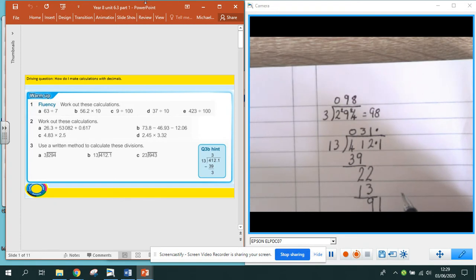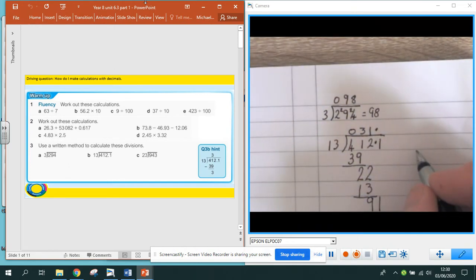Now, I don't really know my 13 times table that well, so I'm going to do a little calculation. I know, because I can do 10 13's are 130, so it's less than 10 13's. 5 13's are 65, because it's half of 130, so I know this number must lie between 5 13's and 10 13's. So if I do 6 13's, I can actually do a little sum. I can do 13 times 6.